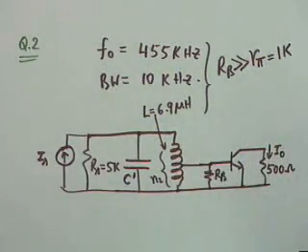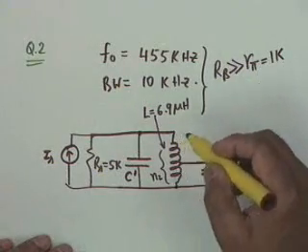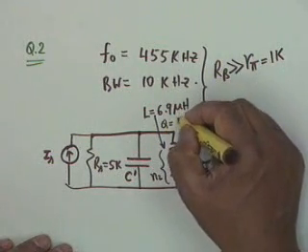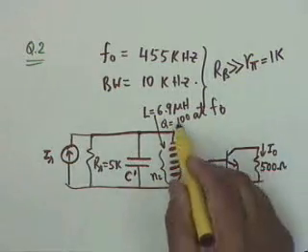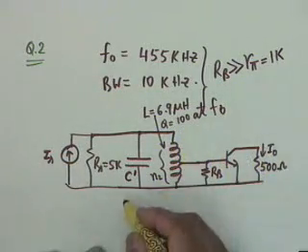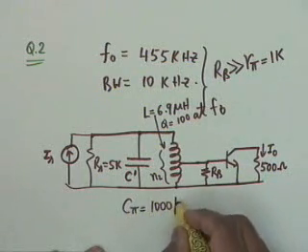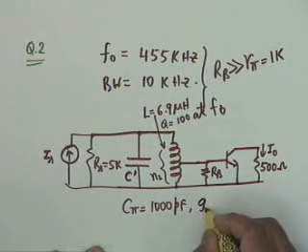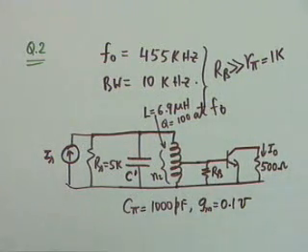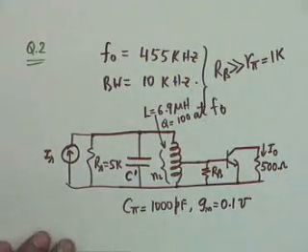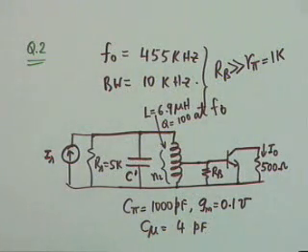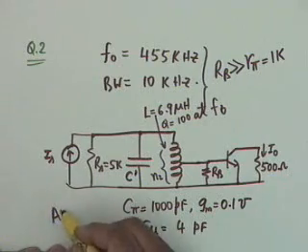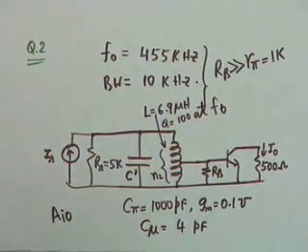Here R pi is given, and the coil Q is given as 100 at F0, that is at 455 kilohertz. C pi is given as 1000 pF. GM, in order that you cannot use all the data of the previous example, GM is changed, 0.1 ohm. RL is given, and C mu is also changed to 4 pF. The question is to design this circuit and to find out the midband gain, AI0. Not midband, now it is resonant gain, center frequency gain.